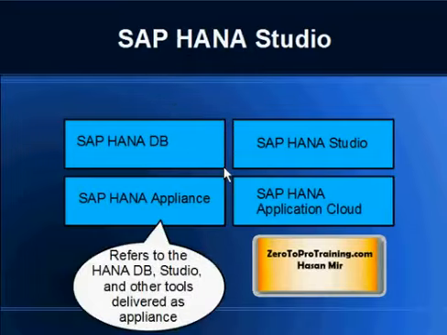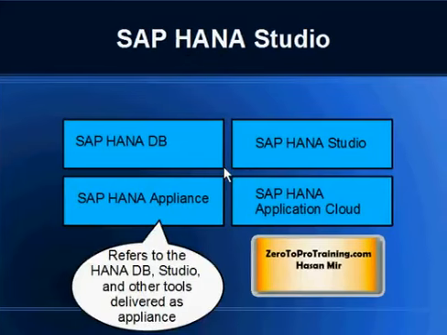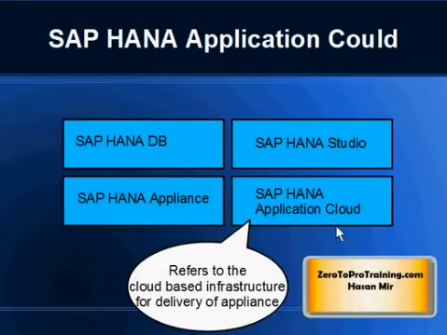SAP also offers SAP HANA Appliance. So the term computer appliance is used for the marriage of the hardware and the software, especially tuned for that hardware. So there are certified vendors that offer hardware on which SAP HANA software could be installed. So the appliance would be that special hardware from those certified vendors, and SAP HANA software installed and tuned on top of that hardware. So that would be an appliance.